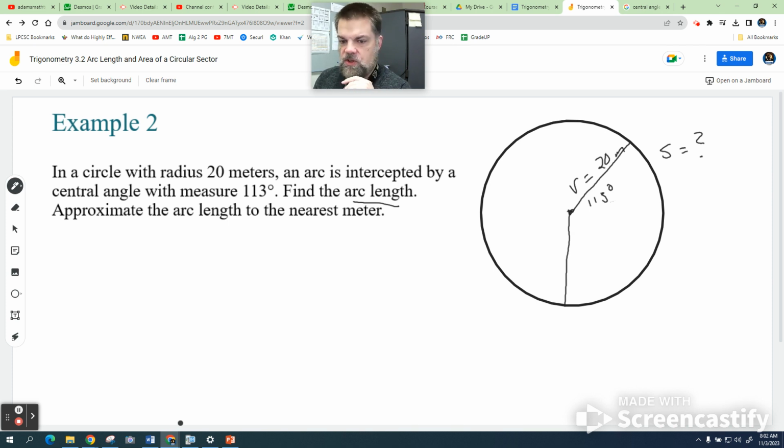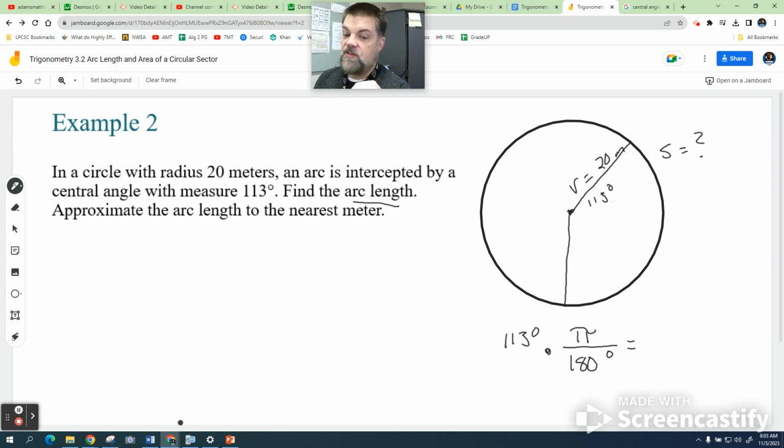So I can do the conversion of 113 degrees to radians. Remember, I want my degrees on the bottom, so the relationship is that 180 degrees is equal to pi. And remember, we want to leave pi in there.